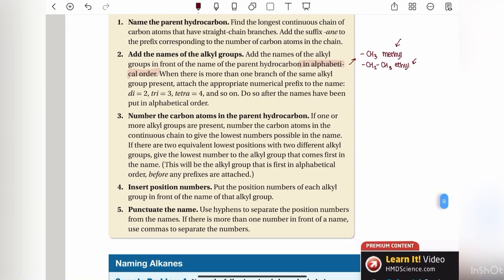The third step is to number the carbon atoms in the parent hydrocarbon. If one or more alkyl groups are present, number the carbon atoms in the continuous chain to give the lowest numbers possible in the name. If there are two equivalent lowest positions with two different alkyl groups, give the lowest number to the alkyl group that comes first in the name. This will be the alkyl group that is first in alphabetical order before any prefixes are attached.